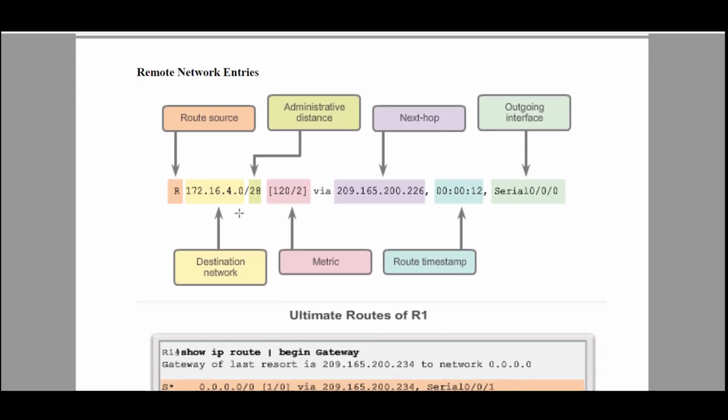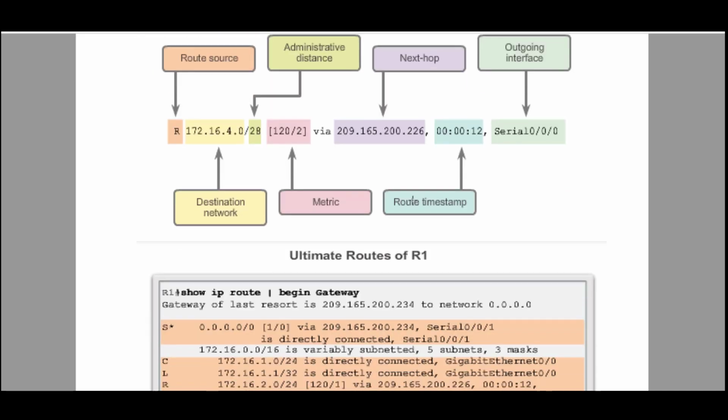Now you can see here, this is an example for the remote network. You are creating a static route. A static route is also an example for a remote network because you want to reach some other network. So other than directly connected, other than local, everything will be considered as the remote network. So the remote network entry will be like this.